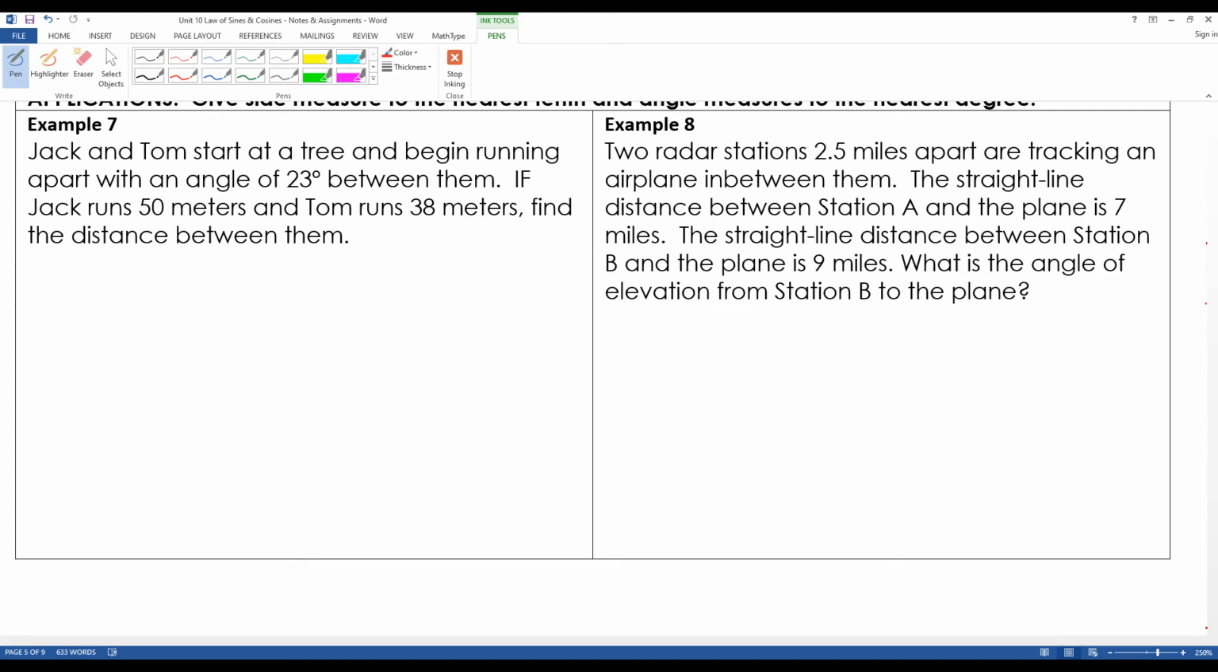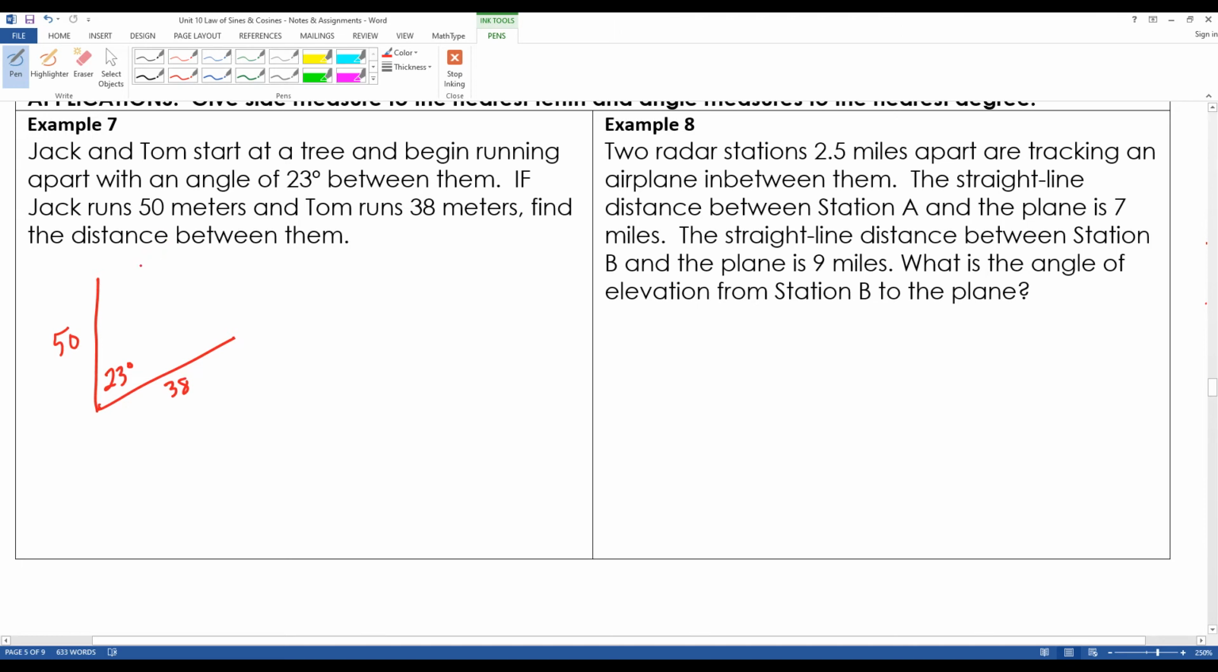Jack and Tom start at a tree and begin running apart with an angle of 23 degrees. Jack and Tom start running apart at an angle of 23 degrees. If Jack runs 50 meters, so we'll say this side is Jack, and Tom runs 38 meters, find the distance between them.